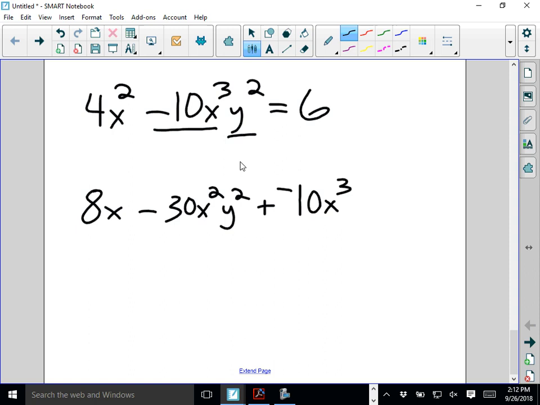So we did the derivative of the first times the second. Now we have to do plus the first, negative 10x cubed, times the derivative of the second. The derivative of y squared would be 2y, and I need to tack on now dy dx. So I executed the entire product rule. So I'm left now to do the derivative of 6. The derivative of 6 is 0.